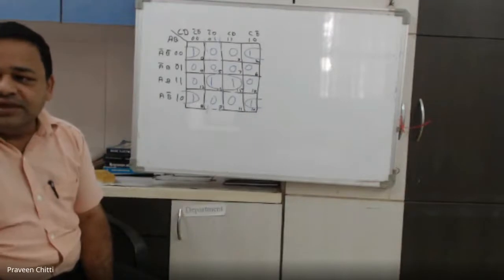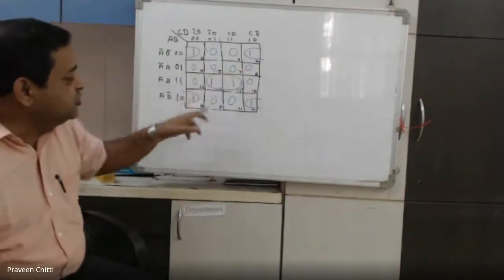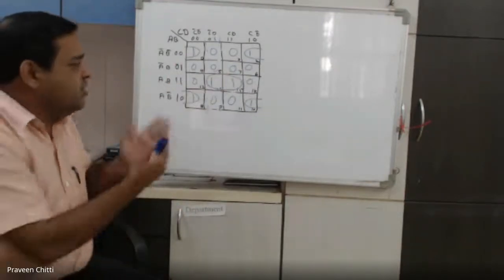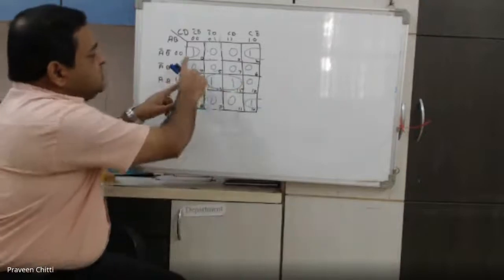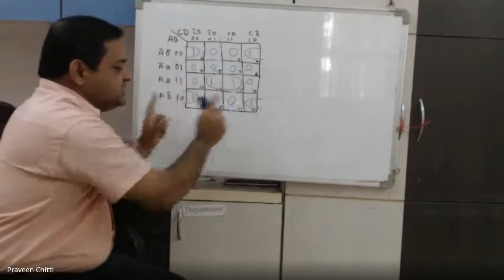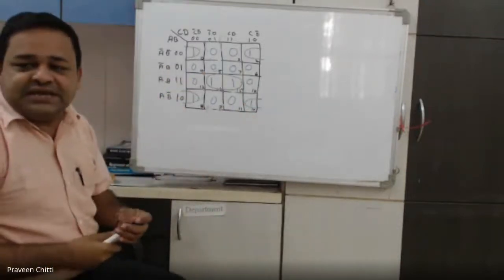That means we need not form these individual pairs. Obviously, when I fold this, this and this will form a pair, this and this will form a pair. Exactly, it is right.